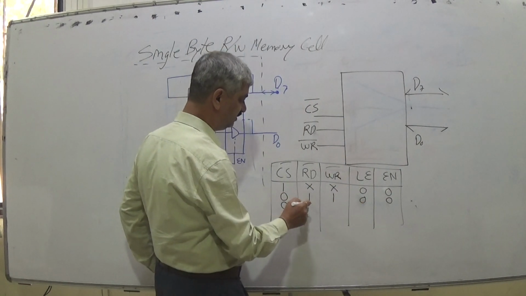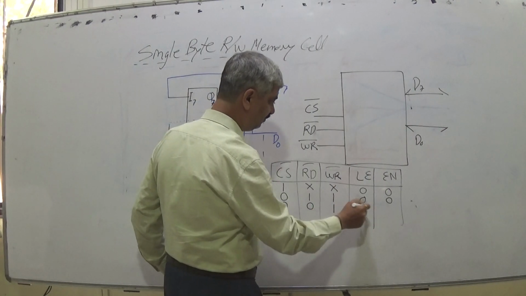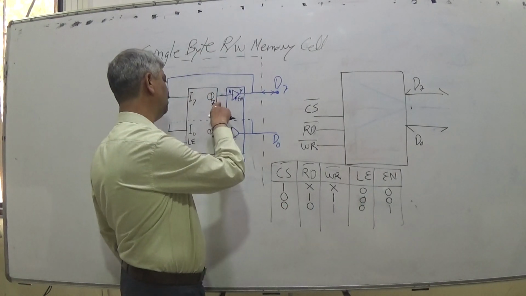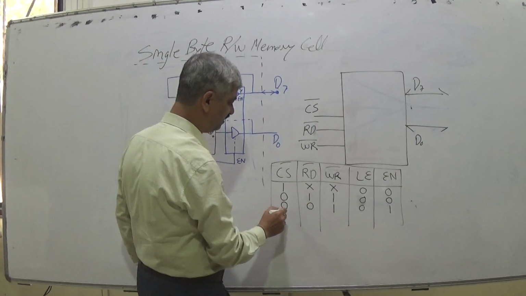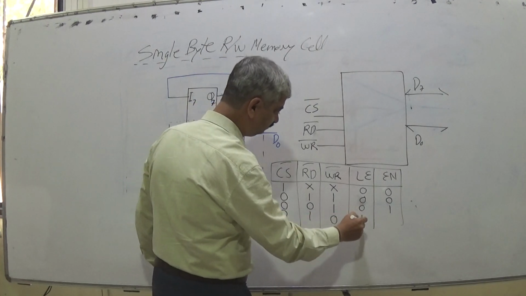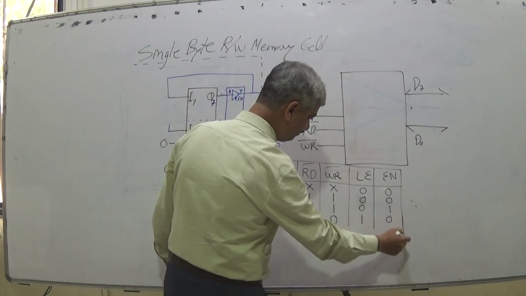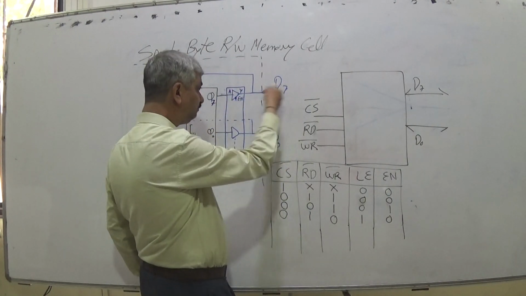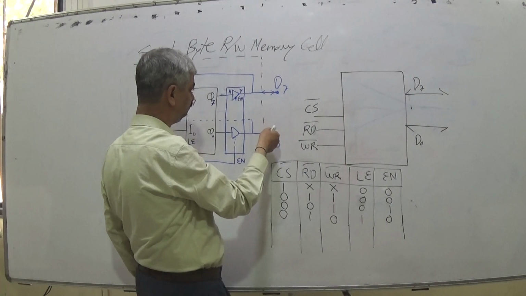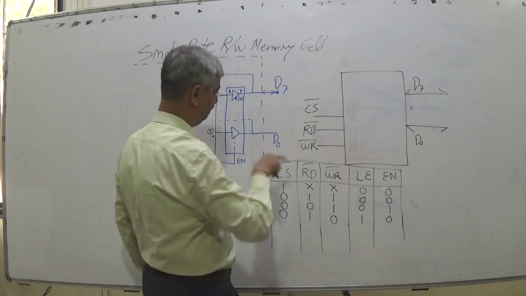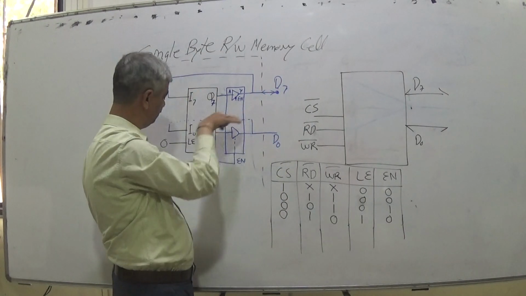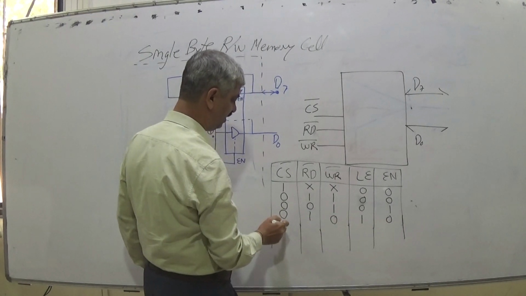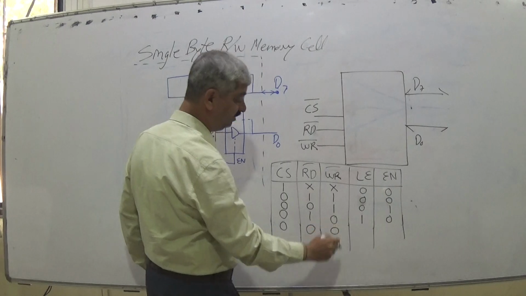Now 0, 0, 1, 0. Chip is selected for reading. Reading means whatever is stored here should come out. So this must be 1. Now here chip is selected for writing. Chip is selected for writing means what should happen? Whatever is put here should be transferred. So this latch enable should become 1. So chip is selected for writing, latch enable should become 1. Now chip is selected for reading and writing both. It should be avoided.